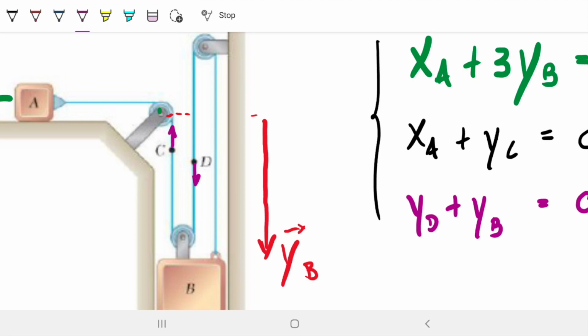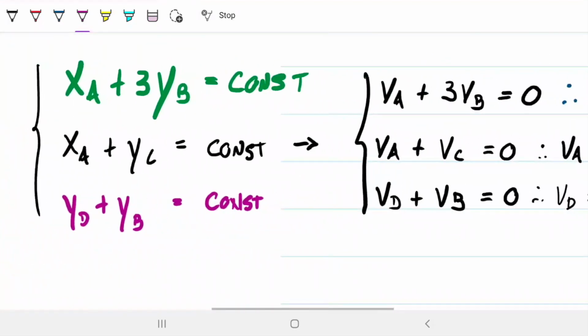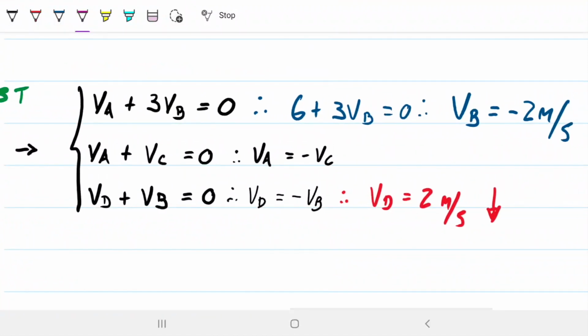If we want to find the velocity of C with respect to D, note that if D was standing still, we would just find the velocity of C and that's it. But D is going away from C, so from C's perspective, it looks like it's going faster than it really is relative to our perspective here. So we need to take the velocity of C minus the velocity of D. The velocity of C we've had from the start: VC equals negative 6 meters per second, just the negative of what A is.